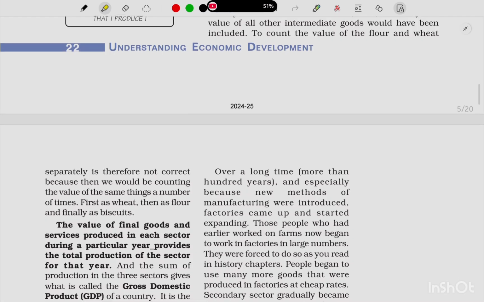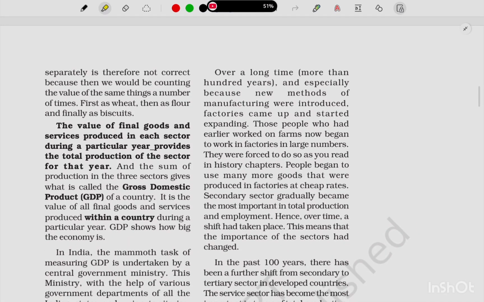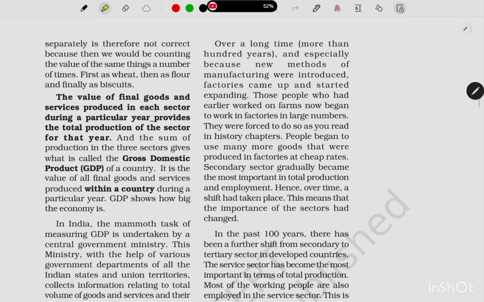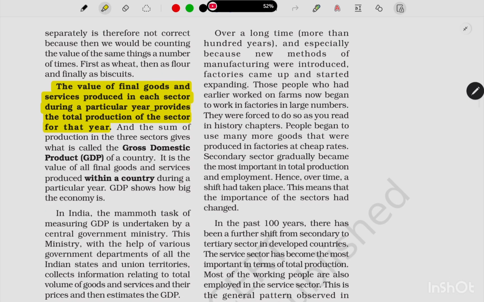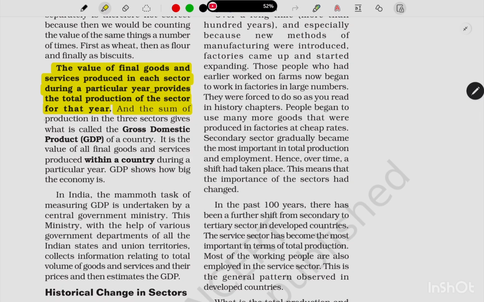To count the value of the flour and wheat separately is therefore not correct, because then we would be counting the values of the same thing a number of times. First as wheat, then as flour, and then as biscuit. So the value of the final goods and services in each sector during a particular year provides the total production of the sector for that year. And the sum of the production of all these sectors is what we call the gross domestic product, GDP, of a country.